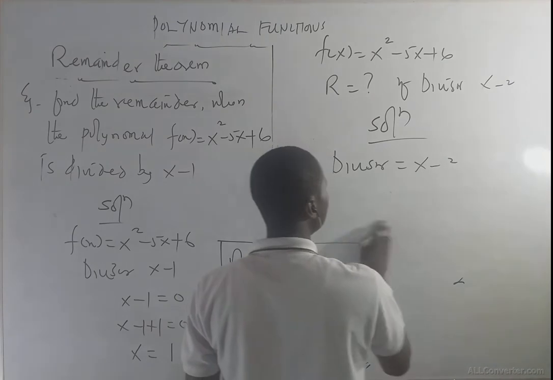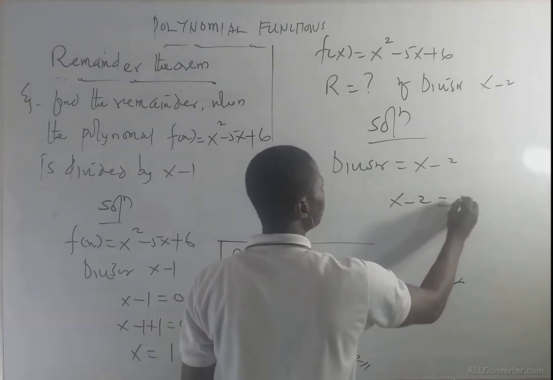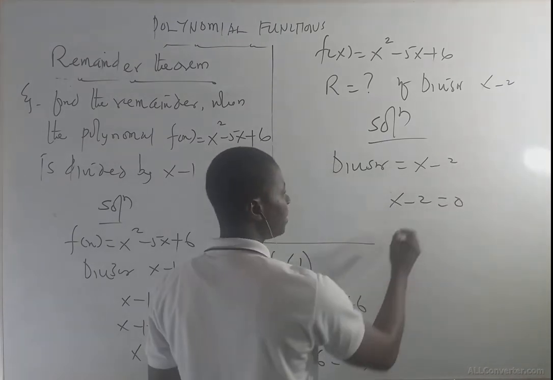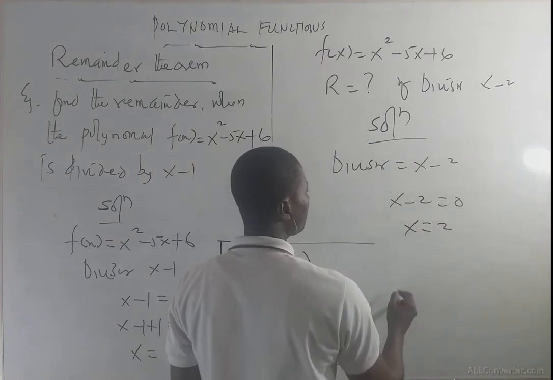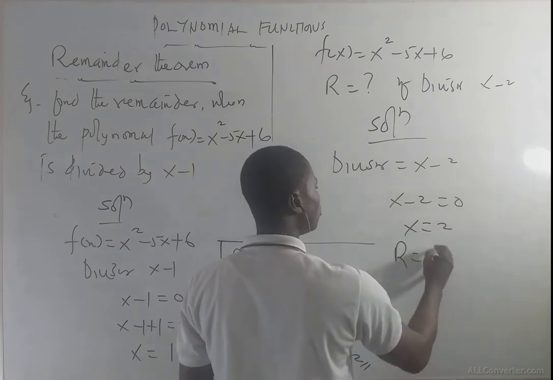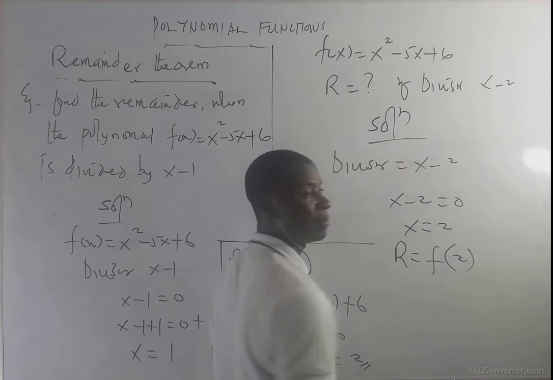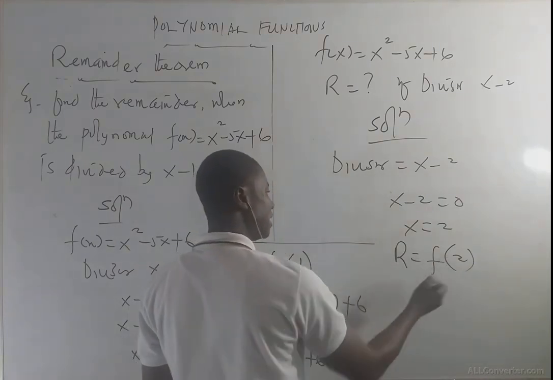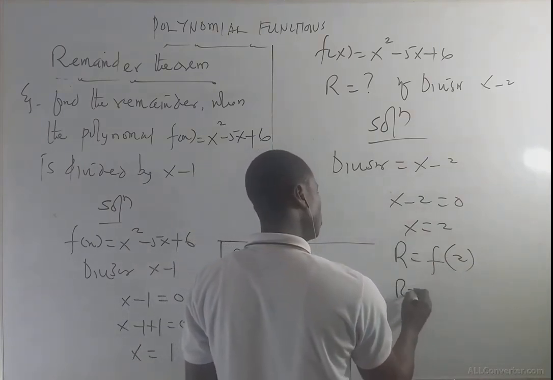So what you do is you equate the x minus 2 to 0, then you try to make x the subject. x will be equal to 2 here. So the remainder will be equal to f of that 2. That's what we are talking about. That is all. f of that 2. So the remainder will be equal to f of 2.